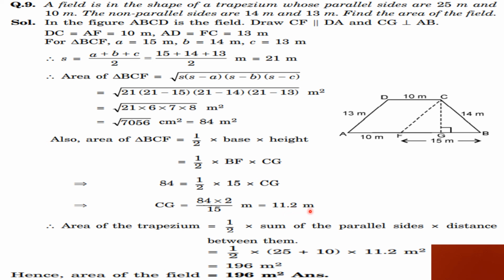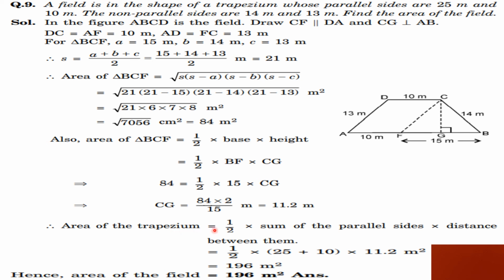I'm not showing the calculation part. Do that calculation part in rough work, and finally you get this number, 11.2 meters. Understood this part? This is the height CG, which means the height of the triangle. Height of the triangle means the distance between the parallel sides of this trapezium. Understood?